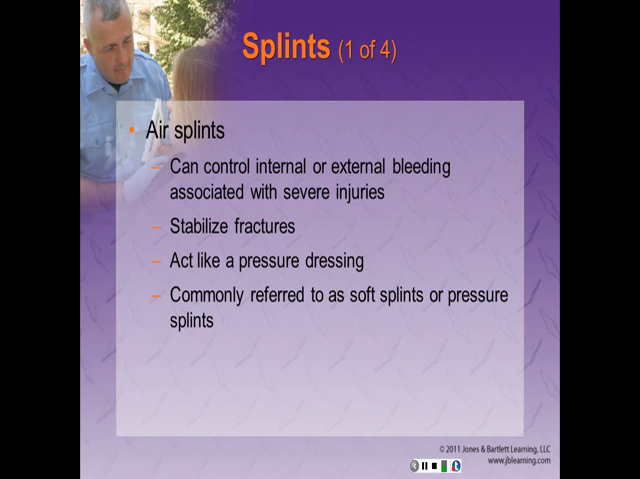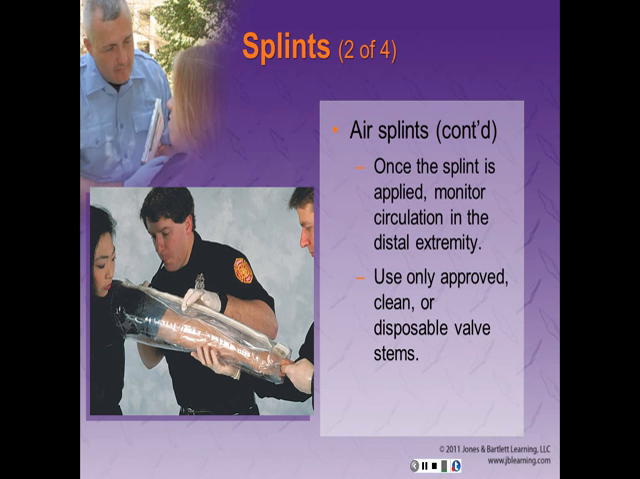Splints can control internal or external bleeding associated with severe injuries. They can stabilize fractures, and they act like a pressure dressing applied to an entire extremity rather than to a small local area. They're commonly referred to as soft splints or pressure splints. Once the splint is applied, monitor circulation in the distal extremity and use only approved clean or disposable valve stems when orally inflating air splints.